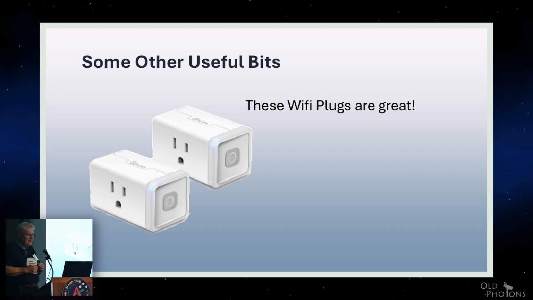A couple of other things that are useful. These are the Kasa Wi-Fi plugs. They're fantastic. What I do is put one of these on the 12-volt power supply for my pier and all of the equipment on the pier, and I put a second one on the computer, so I can power up the computer initially and set up my sequence and so on, and then power up the gear when it's time to connect. They work really, really well, and you can operate them via your telephone from just about anywhere.